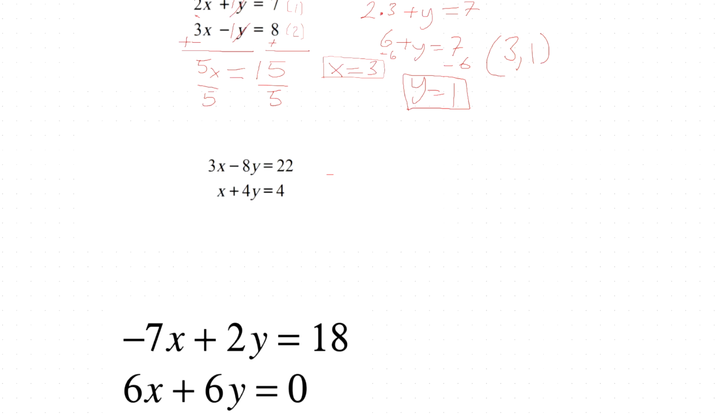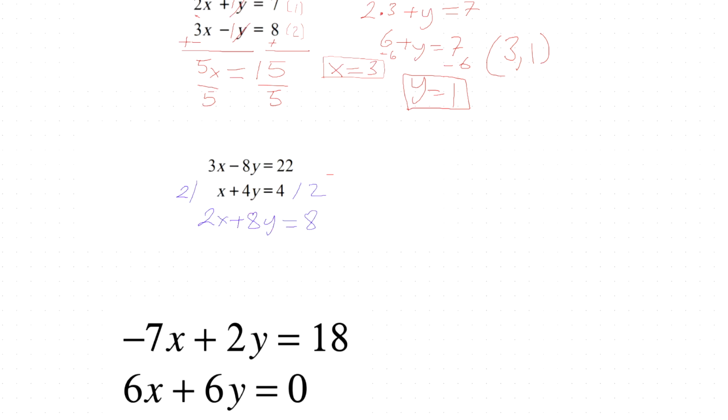With 3x and x, you can either multiply the bottom one by 3, or the top one by something else. Let's make the coefficients of y equal. Why? Because this is -8. If I make this +8, it's going to be easy. Again, I can go ahead and add. So this means we will multiply the second equation by 2, both sides, which is going to give us 2x plus 8y is equal to 8.